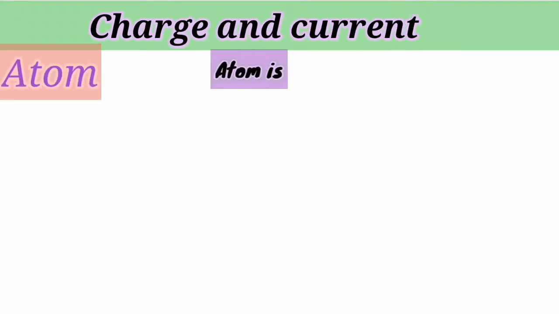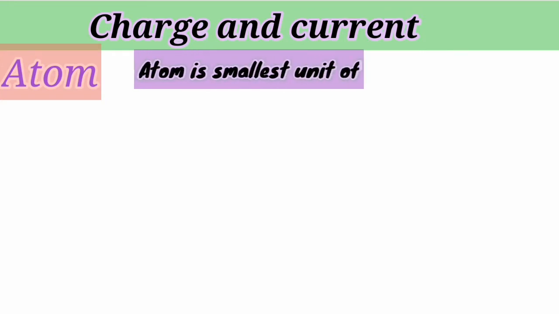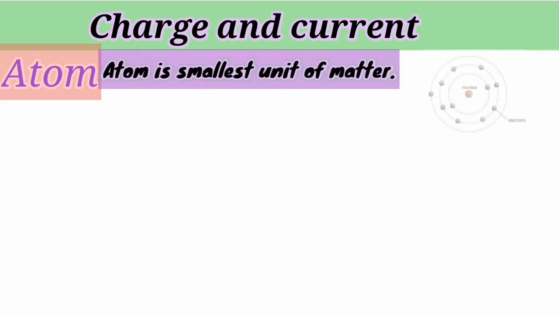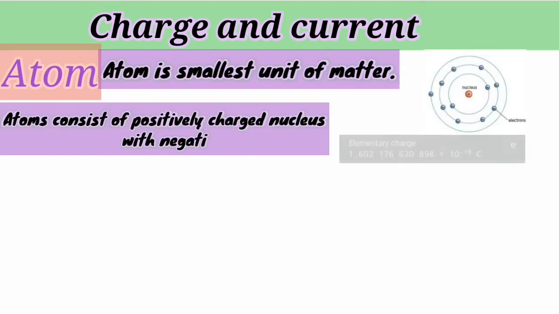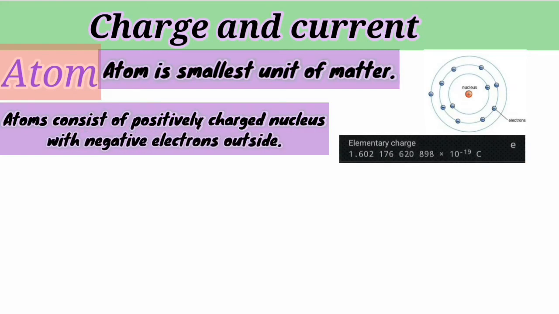All matter is made up of tiny particles called atoms, each consisting of a positively charged nucleus with negatively charged electrons moving around it. Charge is measured in units called coulombs. It is denoted by a capital C. The charge on an electron is negative 1.6 times 10 to minus 19 coulombs.